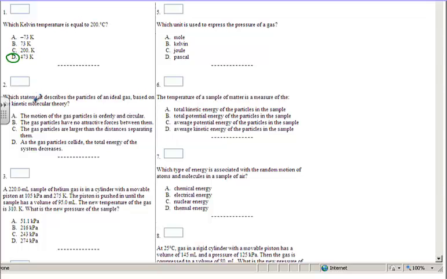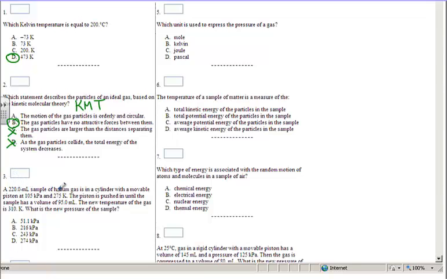For 2, which statement describes the particles of an ideal gas based on the kinetic molecular theory? That's KMT. Remember, particles are small, the motion is random, and they have no attractive forces between them. Let's go through the choices. As the gas particles collide, the total energy of the system decreases? No, KMT says that it stays the same. Gas particles are larger than the distances separating them? No, they are much smaller than the distances separating them. And gas particles have no attractive forces between them? Yes, which allows them to move freely. So the answer is B.